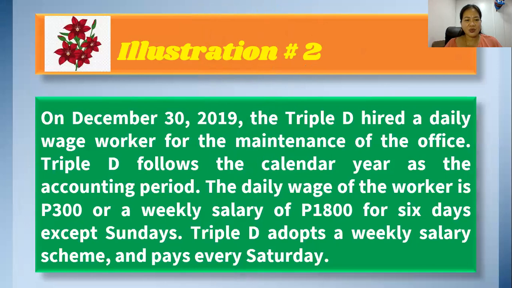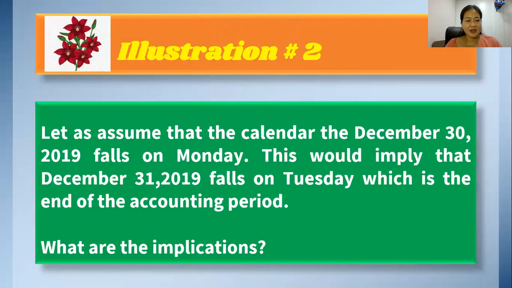Illustration number 2. On December 30, 2019, Triple D hired a daily wage worker for the maintenance of the office. Triple D follows the calendar year as the accounting period. The daily wage of the worker is 300 or a weekly salary of 1,800 for 6 days, except Sundays. Triple D adopts a weekly salary scheme and pays every Saturday. Let us assume that December 30, 2019 falls on Monday. This would imply that December 31, 2019 falls on Tuesday, which is the end of the accounting period.